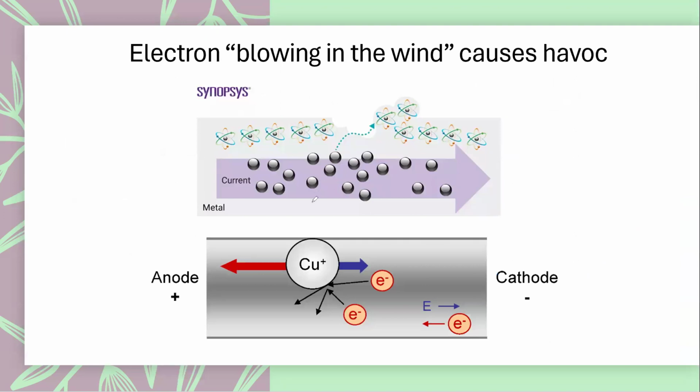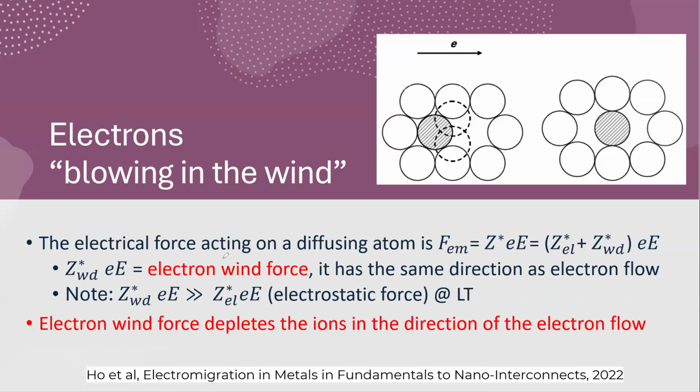Say it's the electron flowing, and then the copper ion being kicked out. Okay. And then there are many forces. The electrical force on a diffusing atom: in this example, it's the electron wind force, and then the direct force, which is the electrostatic force. These forces may go with each other or go against each other.